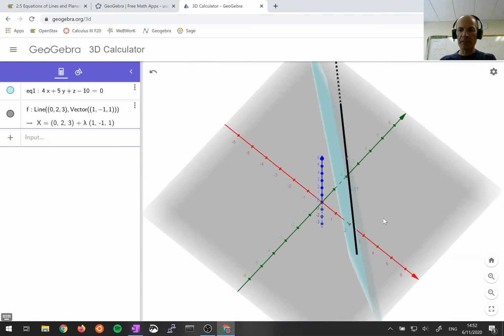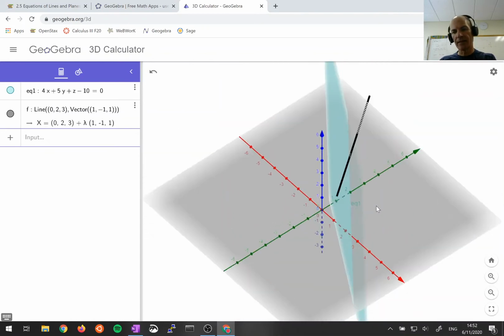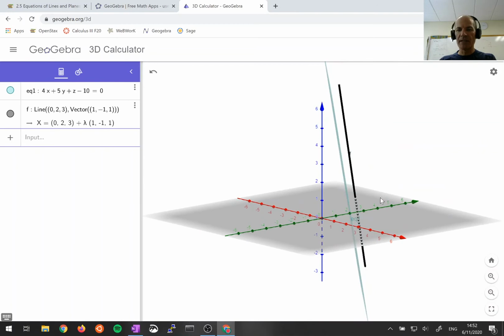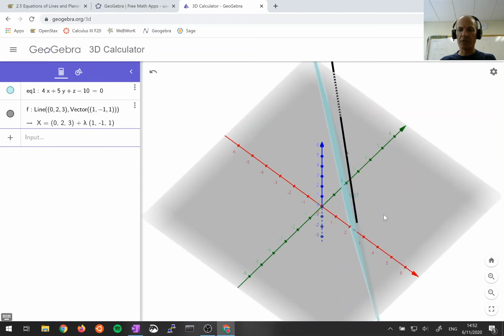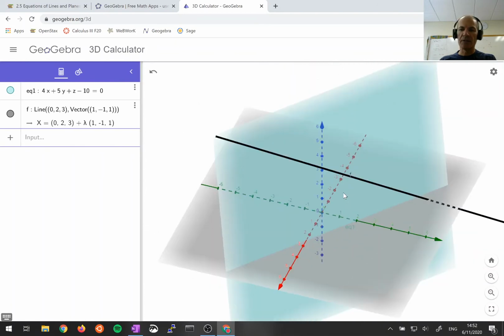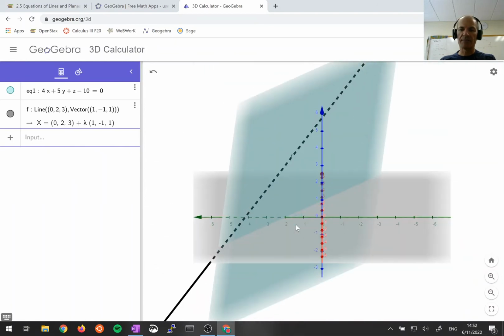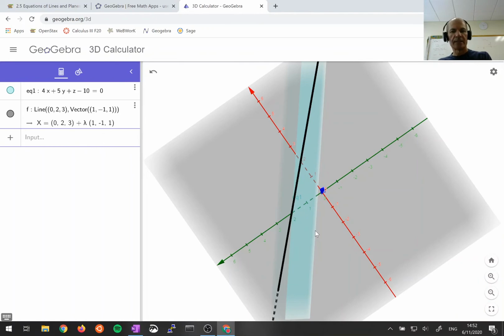Let's move it around a little bit, and indeed they are parallel. It might at times not look like they're parallel, but that's just because GeoGebra has this kind of 3D perspective thing going on, but they are indeed parallel. All right.